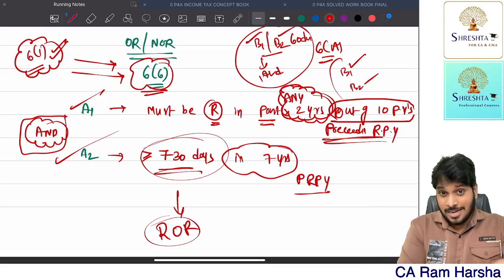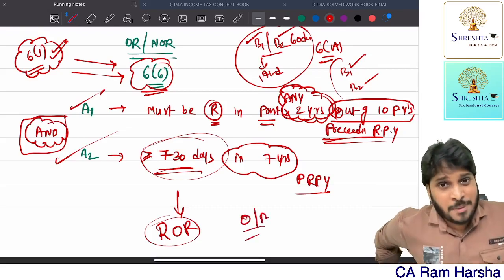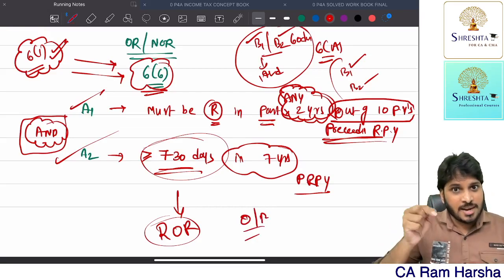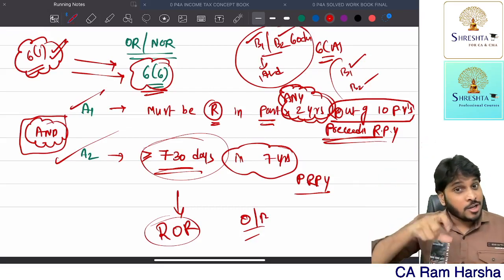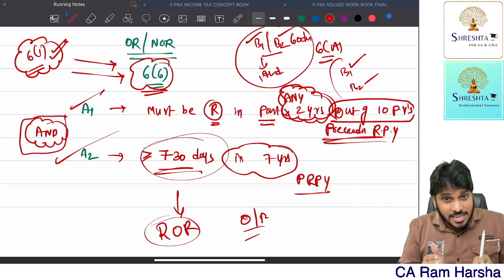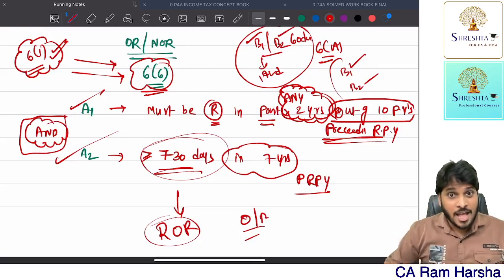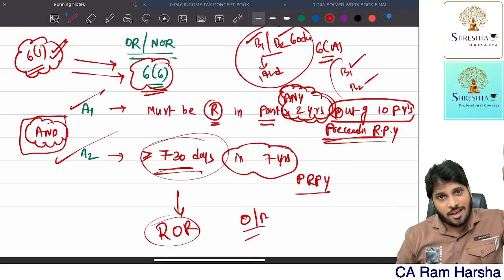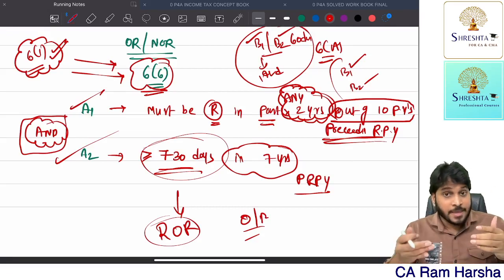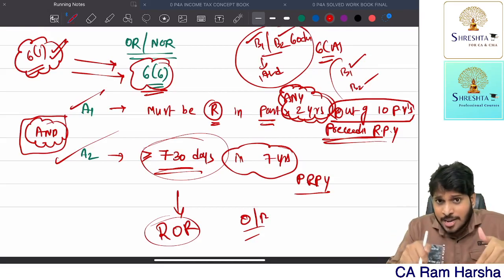Now let us decode the term ordinarily resident. In the basic condition, one observation: it talks about 180 days in the relevant year, 60 days in the relevant year, 120 days in the relevant year. Whereas additional condition 1 and additional condition 2 are not talking about current year stay. They are talking about past year stay. A1 talks about being resident in 2 of the past 10 years. A2 says in the past 7 years, 730 days you must stay.